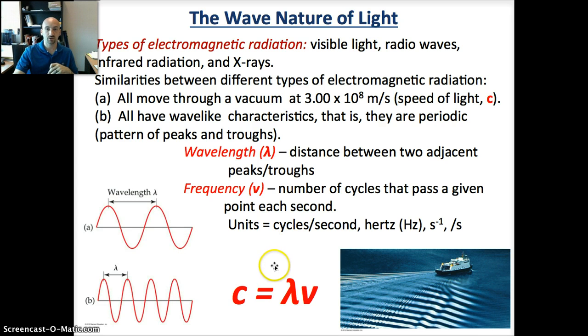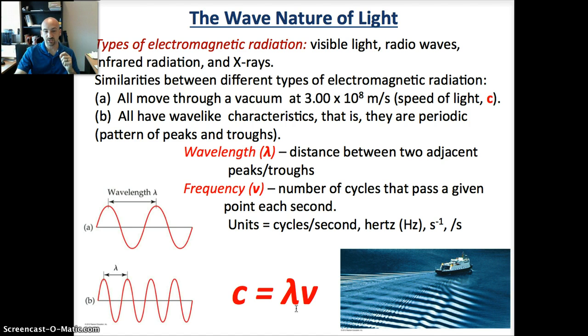When we're talking about the wavelength of light, or the energy of light and so forth, we can use this equation: c, which is the speed of light, 3 × 10⁸ meters per second, is equal to the wavelength times the frequency. So light moves very fast, in a vacuum, at 3 × 10⁸ meters per second.